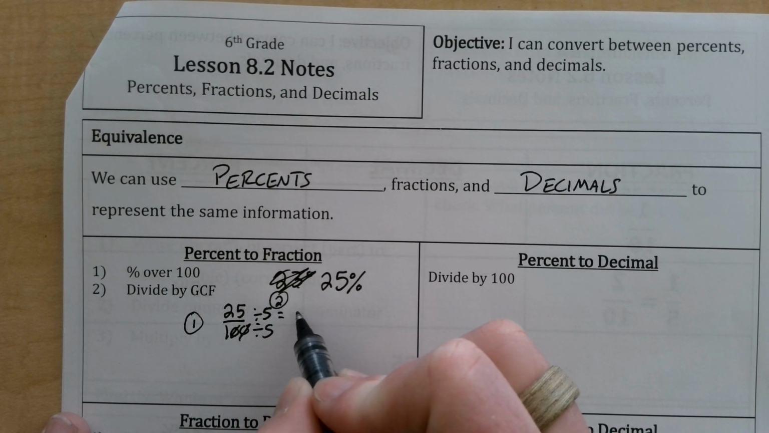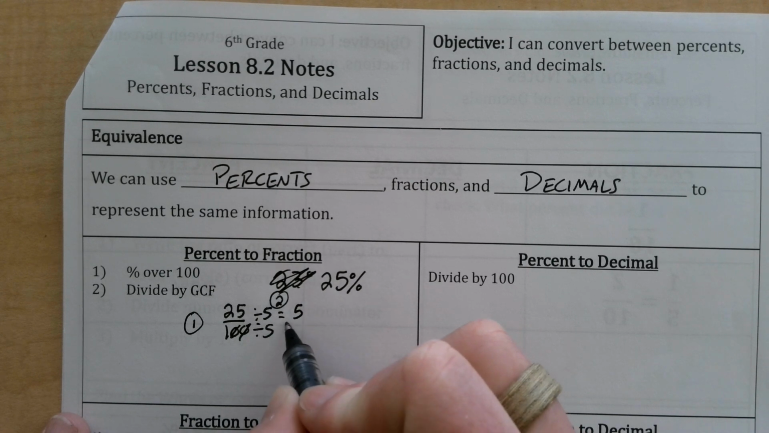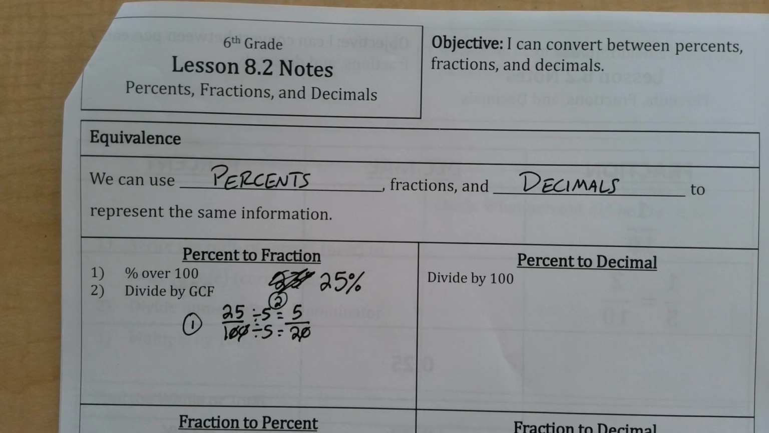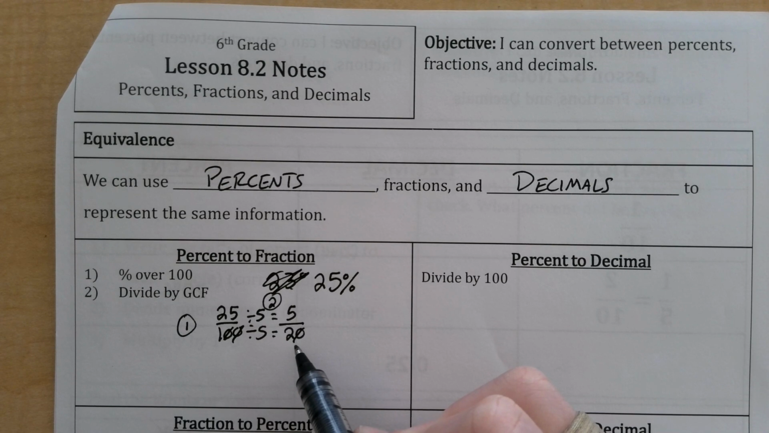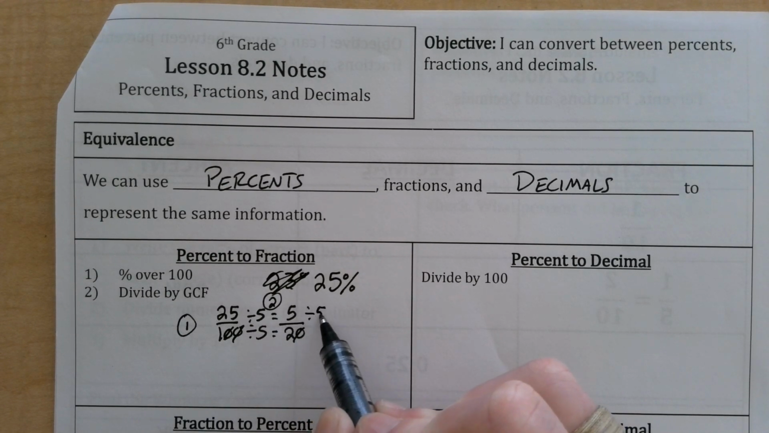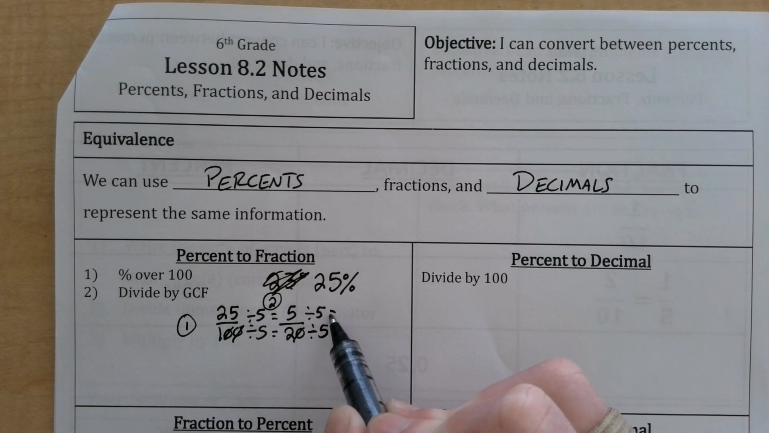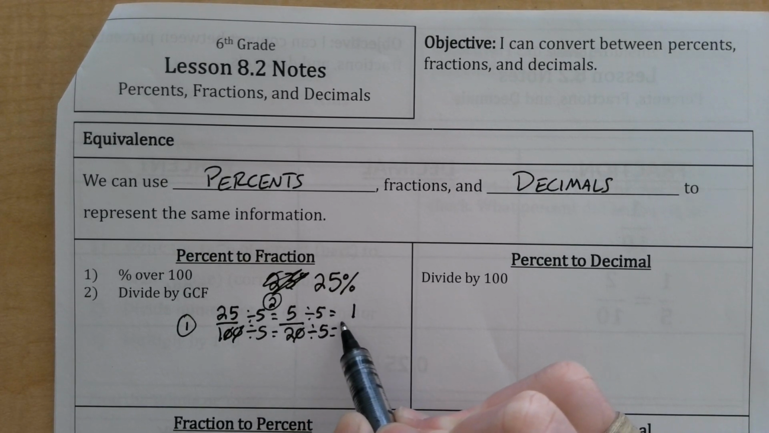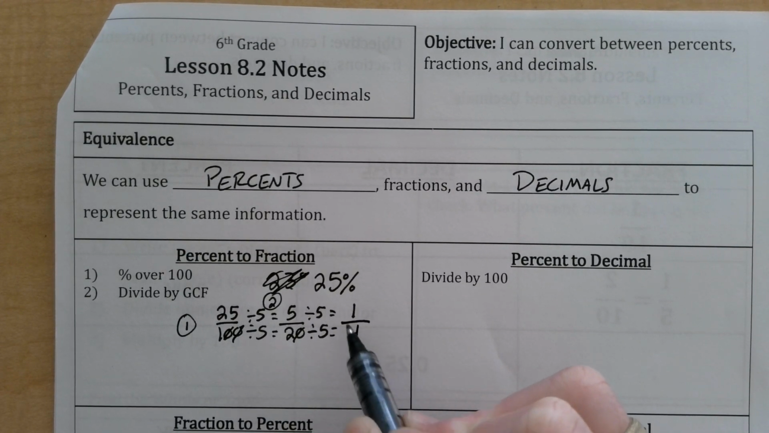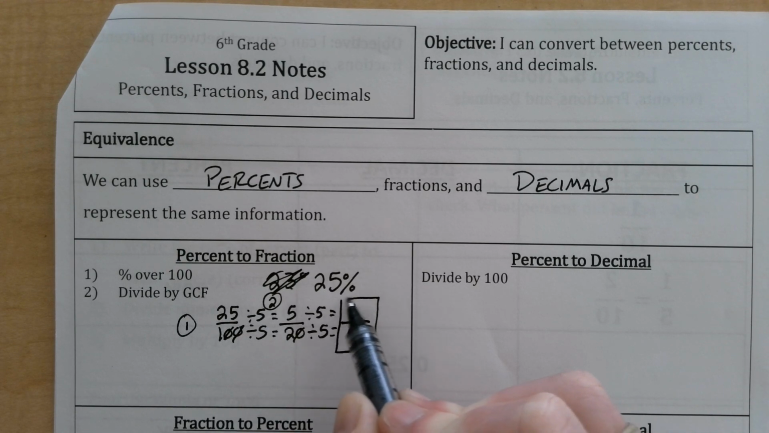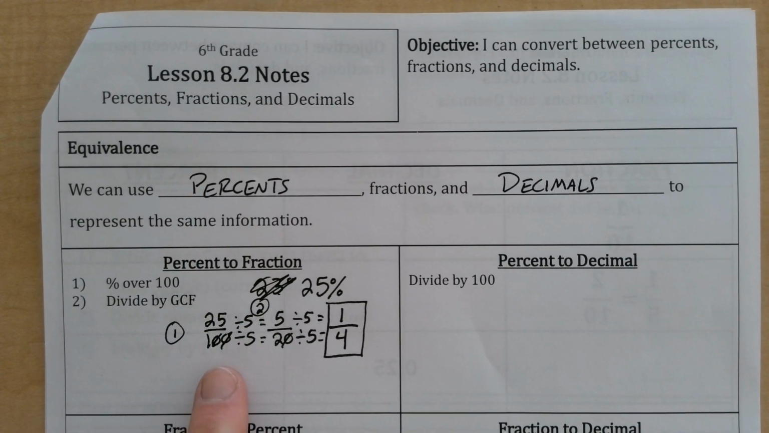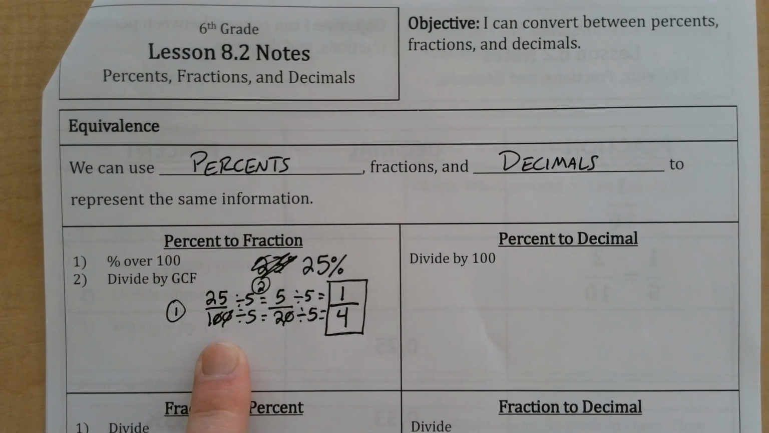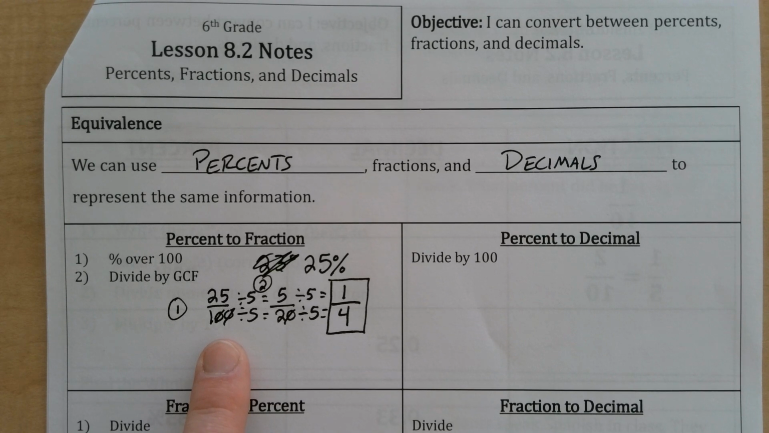25 divided by 5 gives me 5. 100 divided by 5 gives me 20. I think I can still simplify that. I know that 5 goes into 20 and 5, so I'm going to divide by 5 again. 5 divided by 5 is 1. 20 divided by 5 is 4. There's my simplest form. 25% is equivalent to 1/4 as a fraction. If you only get 25 over 100, I am fine with that. That is okay for now.